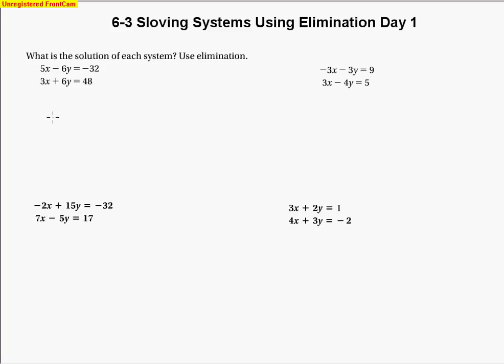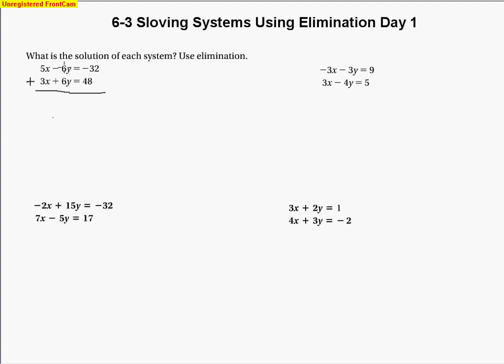So with substitution, we'd have to solve for one of these variables. But elimination is a lot easier, and the reason why is when we solve this, all we end up having to do is eliminate one of these unknowns. Let's take a look at our first problem here. What I'm going to do is just add these two equations together, and you'll see what ends up eliminating in this case.